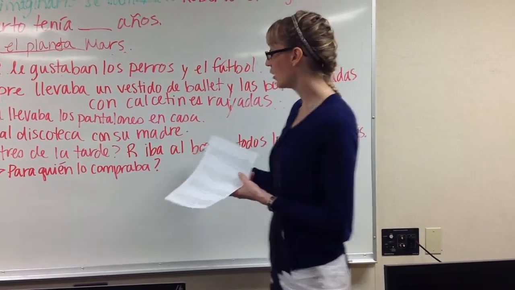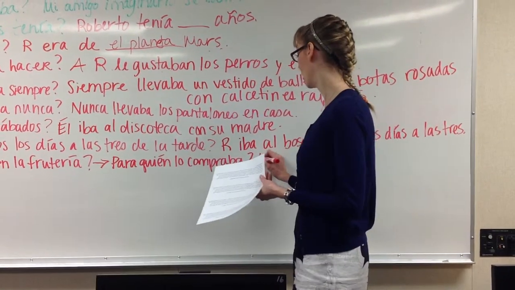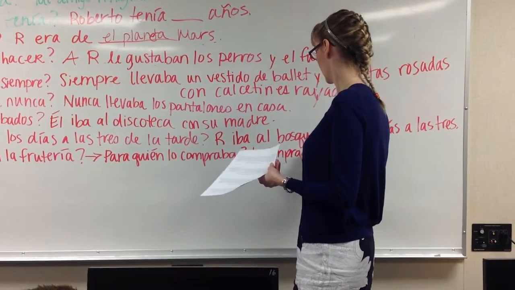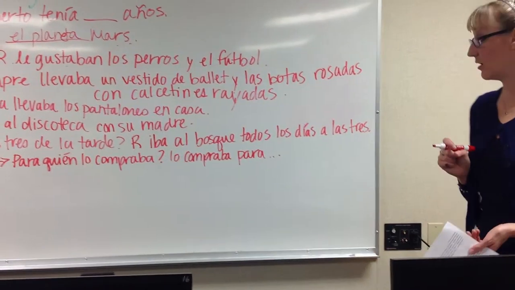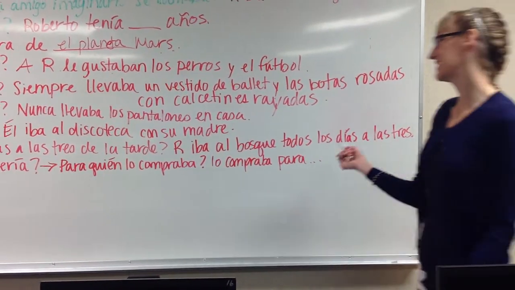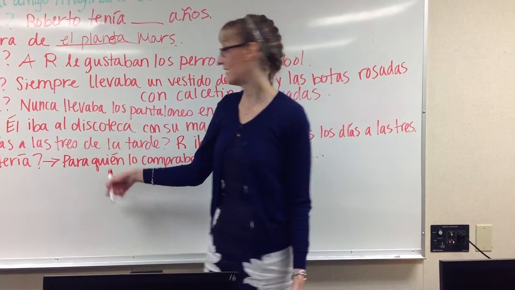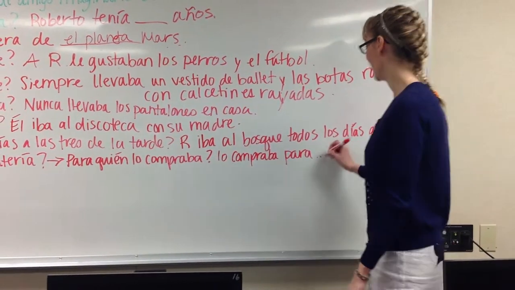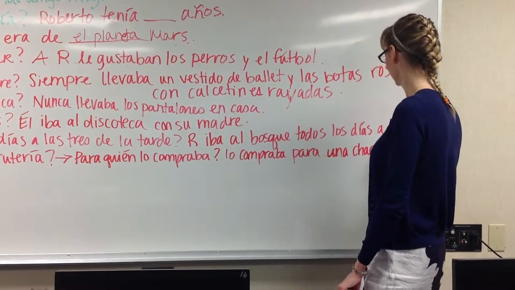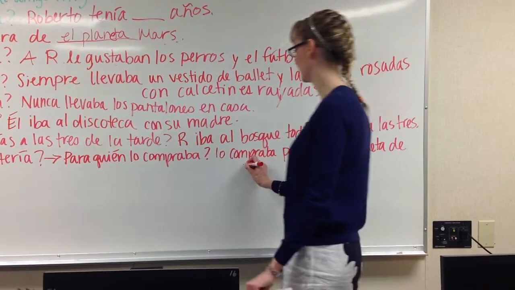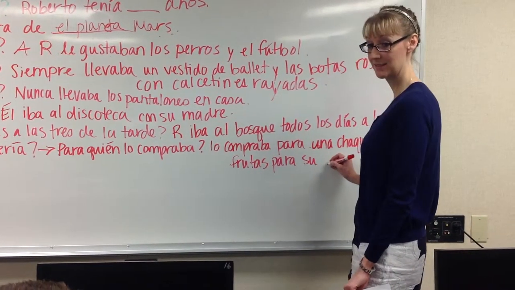So, para quién lo compraba, for whom did he buy them? Lo compraba para... Fruit mix. Para... Whoa! But this says para quién? Oh, a fruit vest for his uncle. Okay, lo compraba para un. How about if we do una chaqueta? What's a chaqueta? Jacket. De frutas. Fruit jacket. Para su... For who did you say? Uncle. Para su tío.